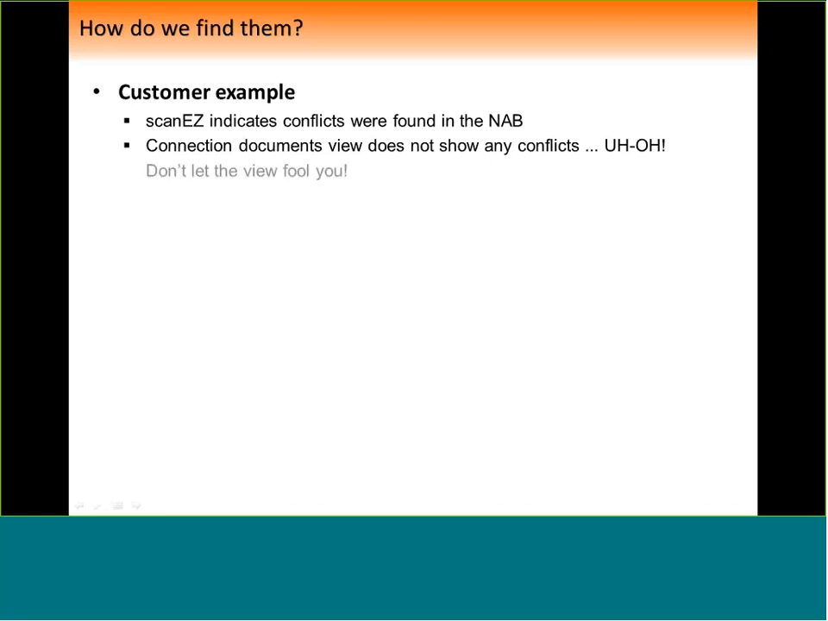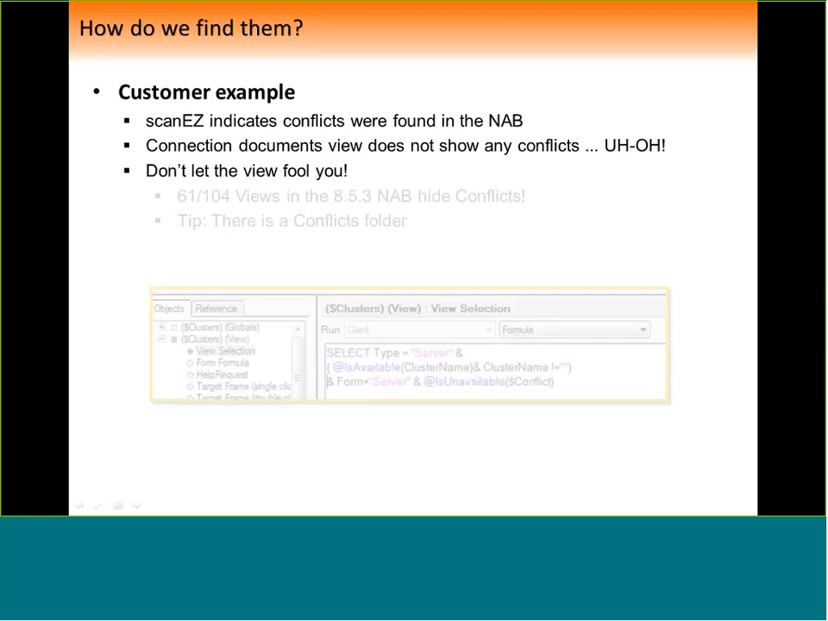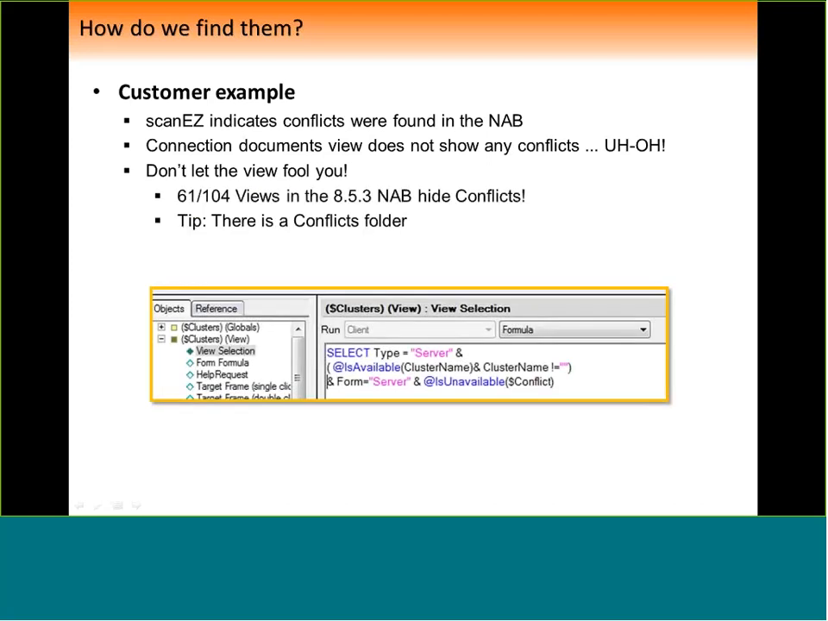But then I had this idea to look at the view selection formulas. And what we found, actually, we've got this ViewEasy product that will let me go through all the view selection formulas and analyze them. What we found was that 61 out of the 104 standard views in the 853 NAB are set to hide conflict documents.